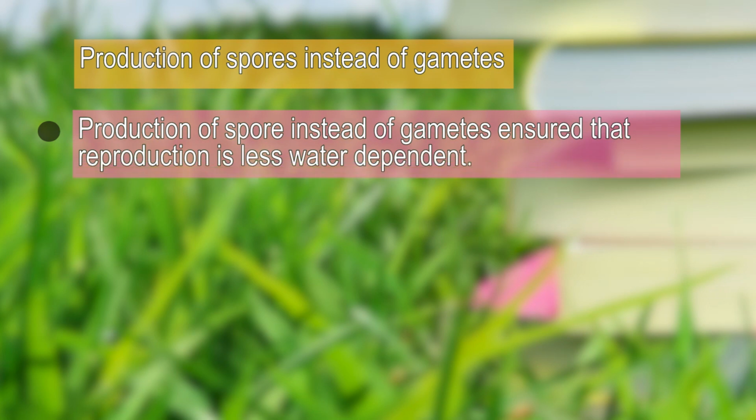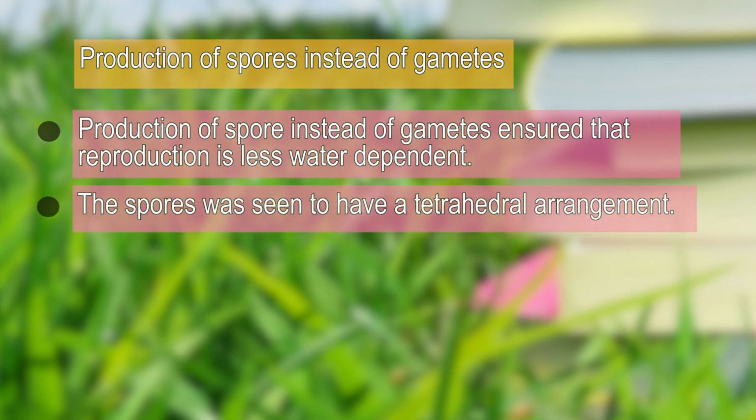Now the production of spores instead of gametes. Similar case, production of spores instead of gametes ensured that production is less water dependent. The spores are seen to have the tetrahedral arrangement.